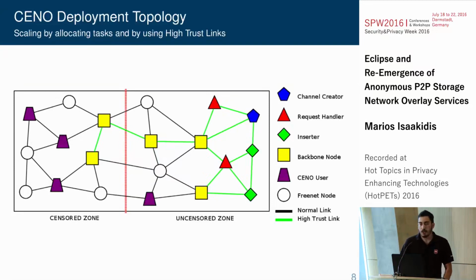And I would like to draw your attention to those yellow nodes, the backbone nodes. These are very different from Ethernet backbone nodes. They are actually Freenet nodes that we control, and they are dispersed in the Freenet network. The only difference is that they are given higher bandwidth and storage limits. And all our nodes are connected using high trust links. So in these links, the speed of the requests is much faster, and we also have the capability of sending direct node-to-node messages.